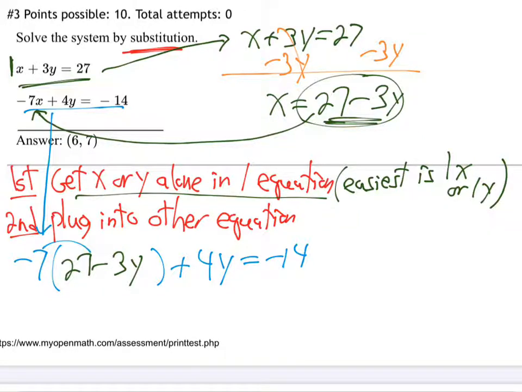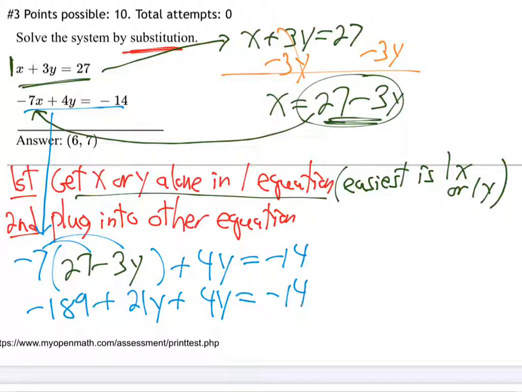So now we can distribute. 7 times 27, I'm using my calculator, it's a big number. It's 189. So minus 189 plus 21y plus 4y is minus 14. Okay, let's keep going. Minus 189. 21y and 4y is 25y is minus 14.